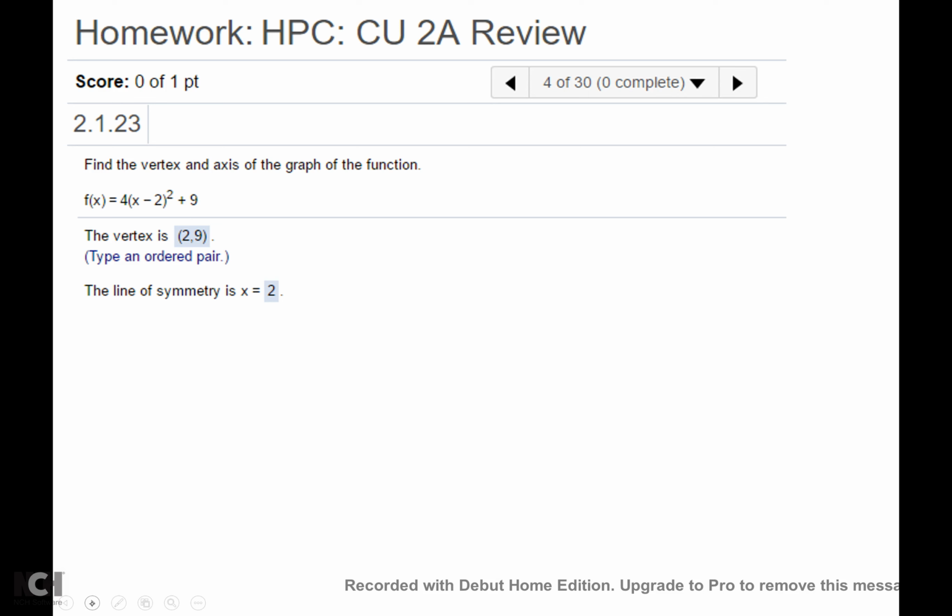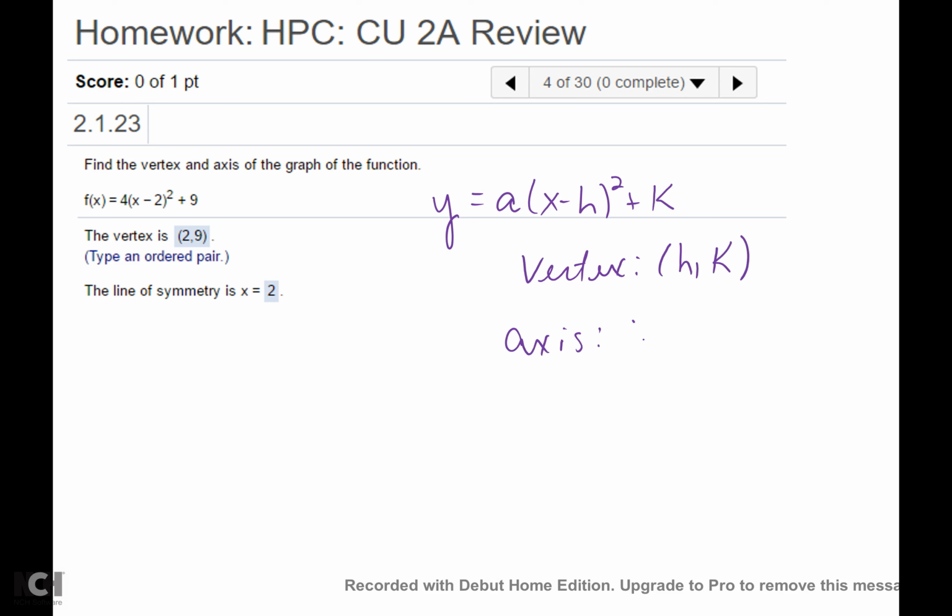All right, find the vertex and the axis. When you have a parabola in what we call vertex form, your vertex is at h comma k. Your axis of symmetry is at x equals h. So in my particular problem, my h equals positive 2 because it's backwards, and my k equals 9. So my vertex is at h comma k, and my axis of symmetry is x equals whatever h is.